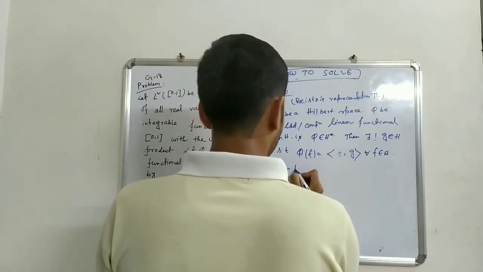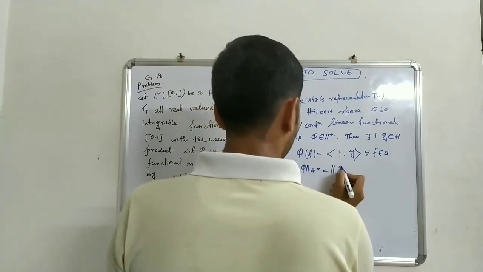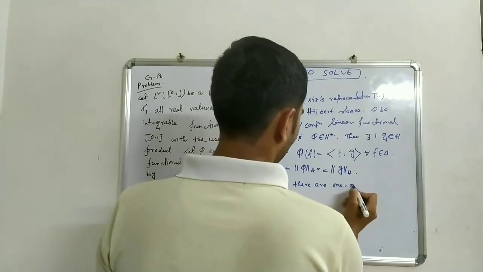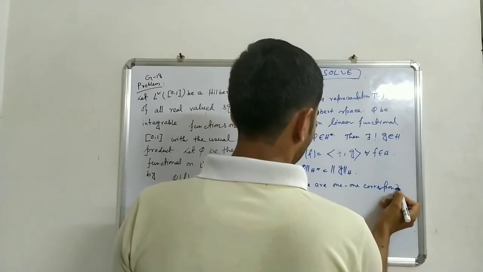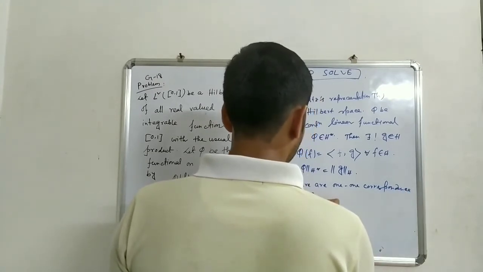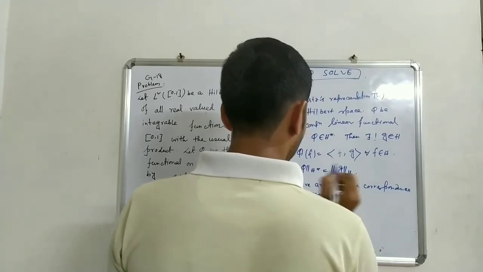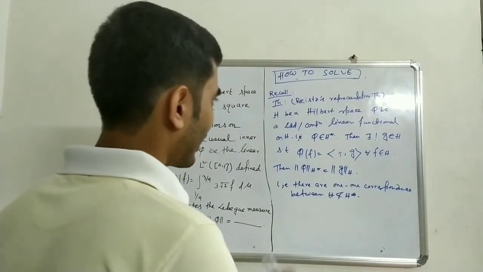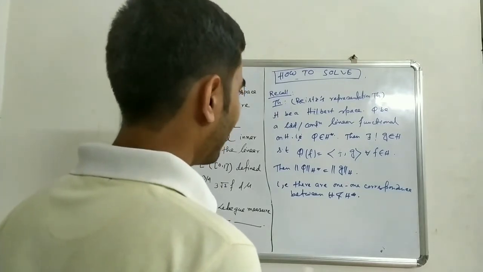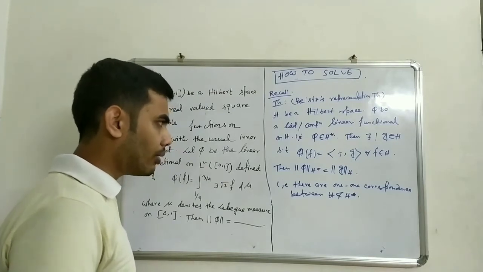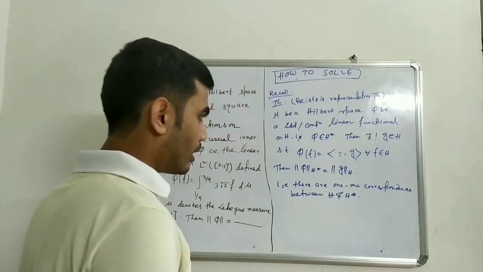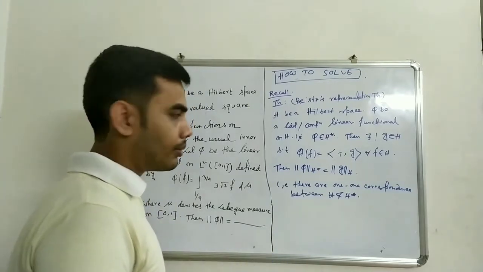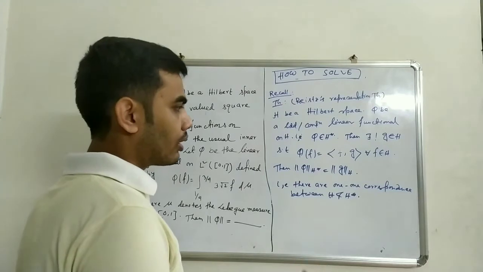Then the norm of phi with respect to H star is equal to the norm of g with respect to H. That is, there is a one-to-one correspondence between H and H star. Clear? So let H be the Hilbert space and phi be the bounded or continuous linear functional on H, that is, phi belongs to H star. Then there exists a unique g belongs to H such that phi of f is the inner product of f and g for all f belongs to H. Then the norm of phi in H star is equal to the norm of g in H.